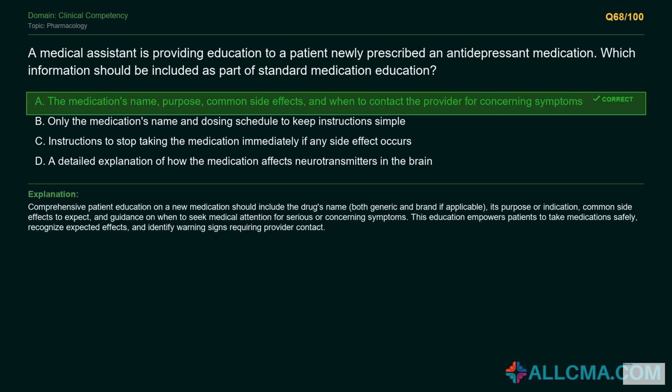The correct answer is A. Comprehensive patient education on a new medication should include the drug's name, both generic and brand if applicable, its purpose or indication, common side effects to expect, and guidance on when to seek medical attention for serious or concerning symptoms. This education empowers patients to take medications safely, recognize expected effects, and identify warning signs requiring provider contact.